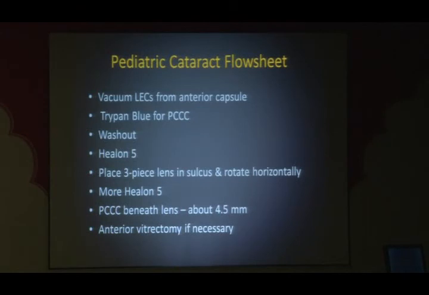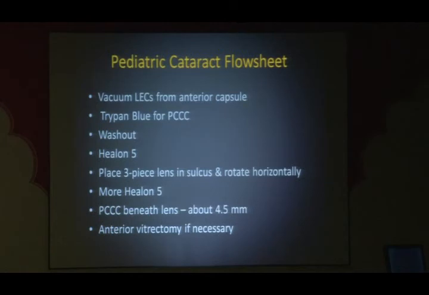Then I put in the trypan blue prior to making the posterior continuous curvilinear capsulorhexis. I wash that out, put more Healon 5 in. I put a 3-piece lens in because that's able to stretch out and I have more confidence in a 3-piece than a single piece, because we are making an opening in the back, and I'm concerned about eventually plopping into the vitreous. Then I make behind the lens the posterior CCC.